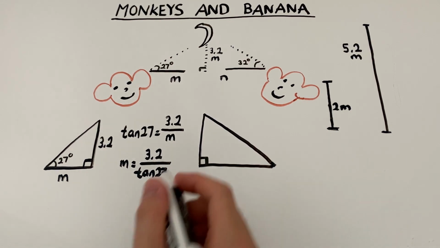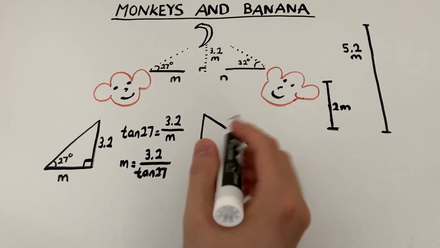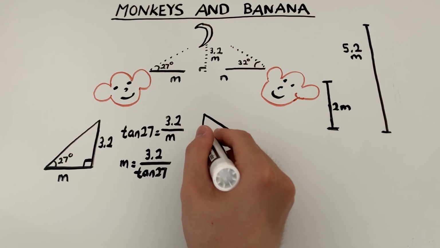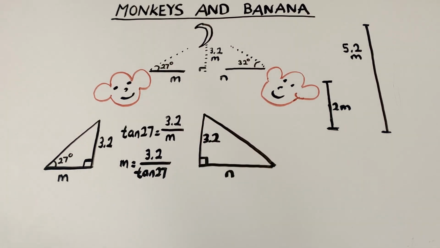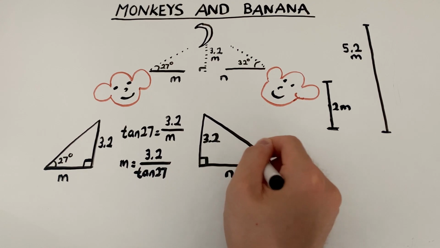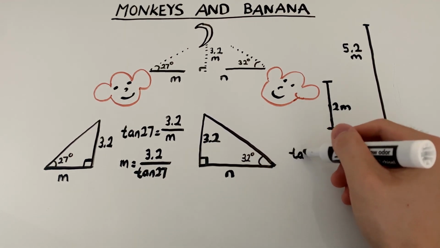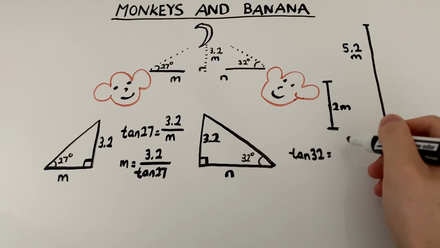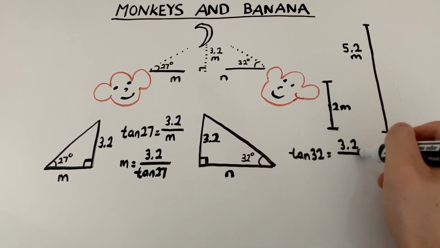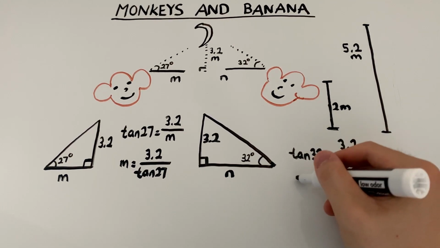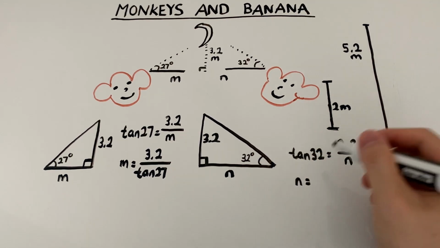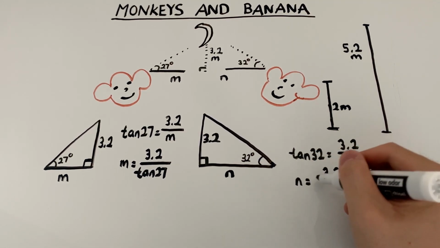Now let's label. This length is n. This side is still 3.2. And then the angle of elevation is 32 here. Now tan 32 is equal to opposite 3.2 over adjacent n, which means n is equal to 3.2 over tan 32.